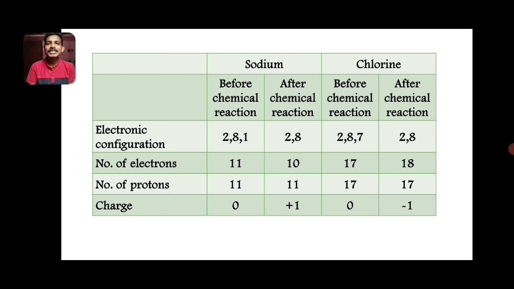Then, what about the charge of these two species? Yes, before the chemical reaction, the charge of sodium and chlorine is 0. After the chemical reaction, the charge of sodium becomes +1 and the charge of chlorine becomes -1. Okay, you got it. Very good.